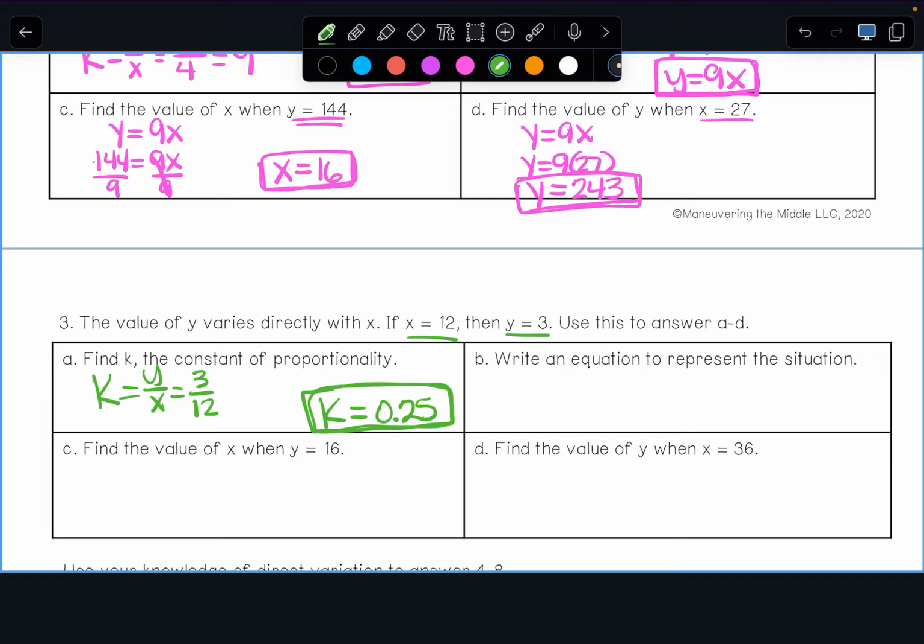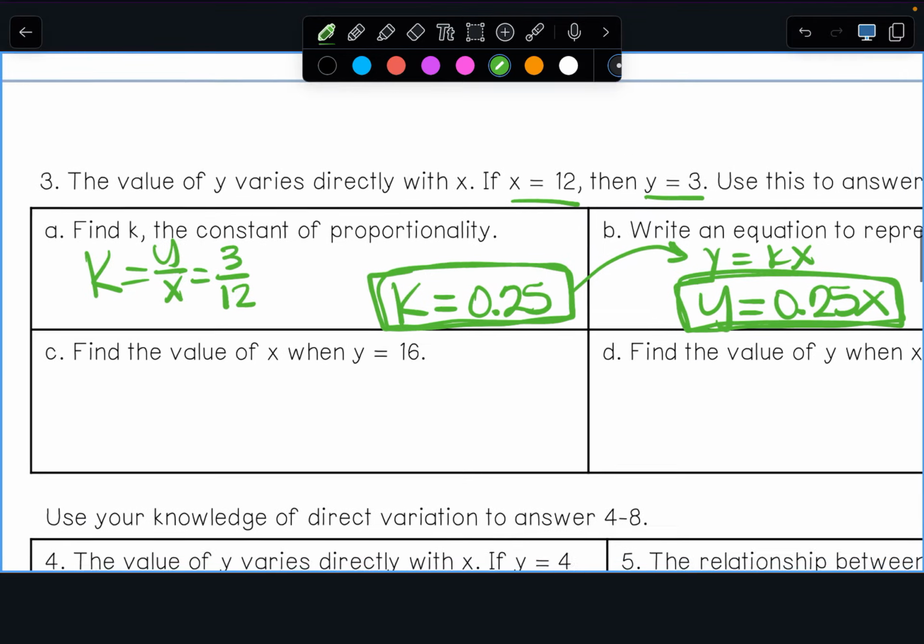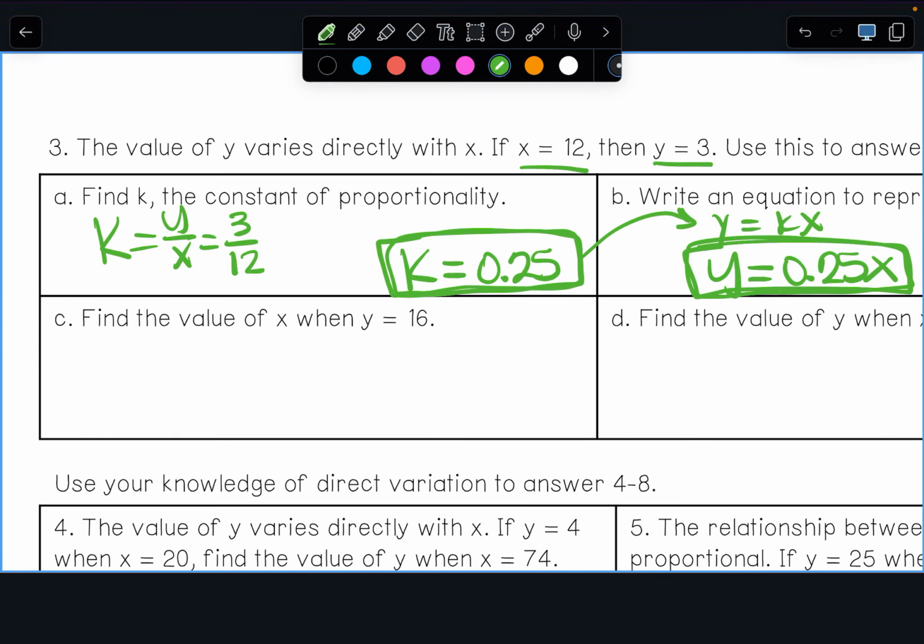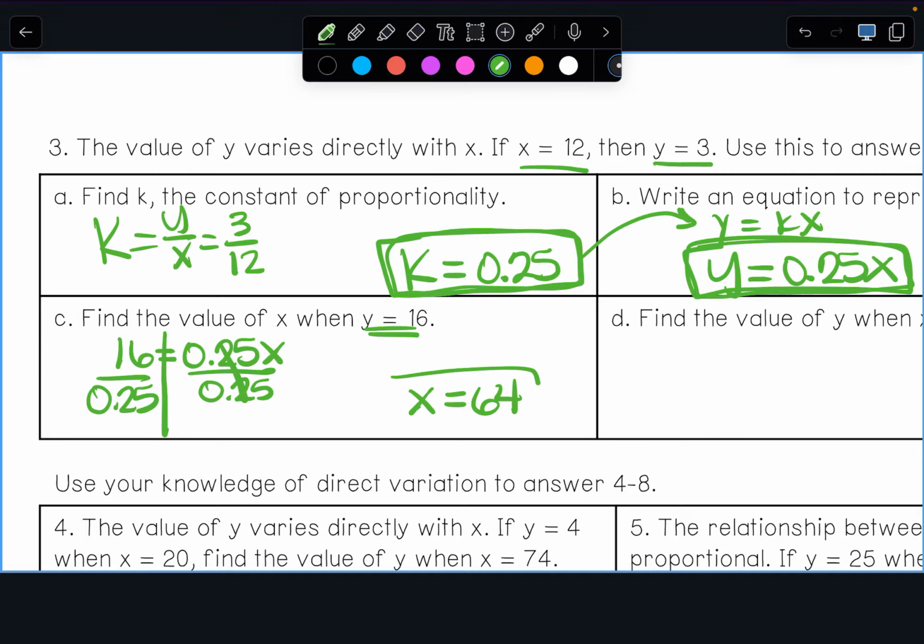Write the equation. Well, we take this number and plug it into y equals kx. So our equation is y is equal to 0.25x. Find the value of x when y is 16. Plug the 16 for y. 16 equals 0.25x. So all you do is divide. When you divide, you get x equals 64.